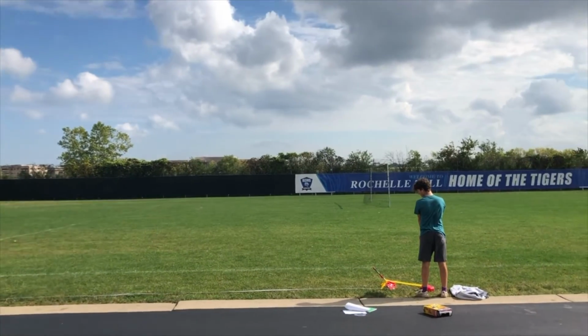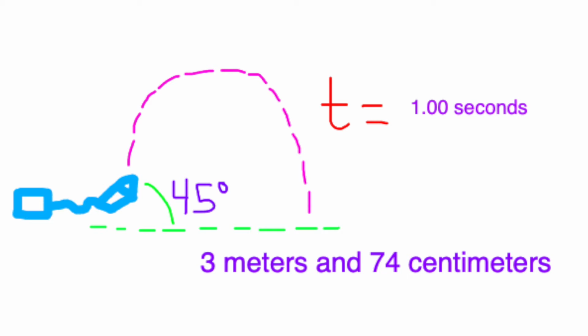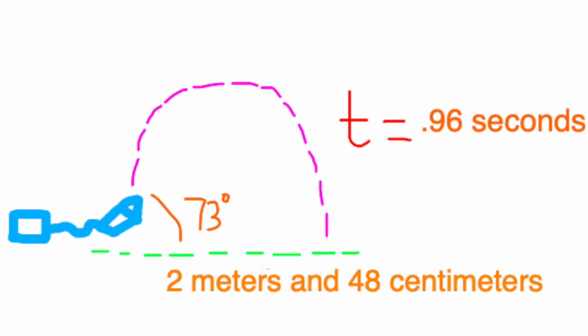We launched our rocket 4 different times. The first one was from an angle of 45 degrees. It took a total of 1.00 seconds and traveled 3 meters and 74 centimeters. The second rocket was launched from an angle of 73 degrees. It took 0.96 seconds and traveled 2 meters and 48 centimeters.